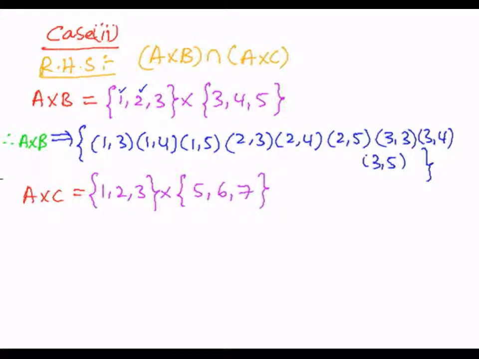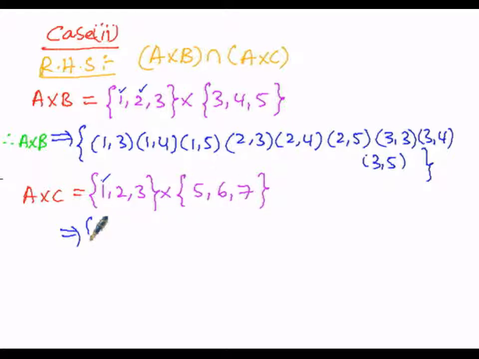Now the next logical step: since we are finding the Cartesian product of these two sets, A and C, 1 5, 1 6, 1 7 will be the first 3 ordered pairs, 2 5, 2 6, 2 7 the next 3 ordered pairs, and 3 5, 3 6, 3 7 will be the last 3 ordered pairs.